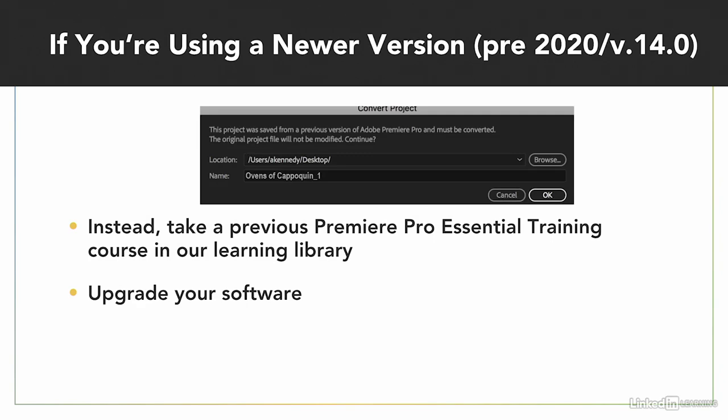Now, if you're using a version of Premiere Pro that is newer than version 14.0, then when you launch the project, you'll receive a different prompt. This time it tells you that the project must be converted to work with the newer software. It just appends a 1 after the project name. You can change that if you want to. And then you just say OK. And when you do that, Premiere creates an entire new project file and it doesn't touch the old one.